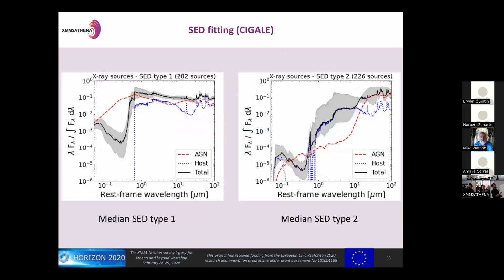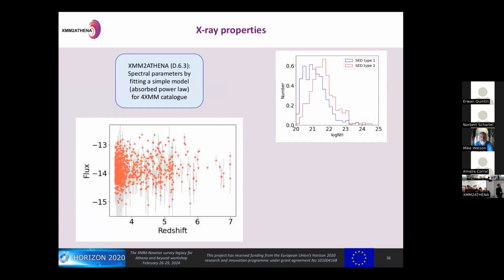So here is just the median SEDs for type 1 and type 2, and you can see that for type 2 AGN, the host galaxy dominates the emission, while here on the type 1 we see the opposite trend. It's okay, what I expected.